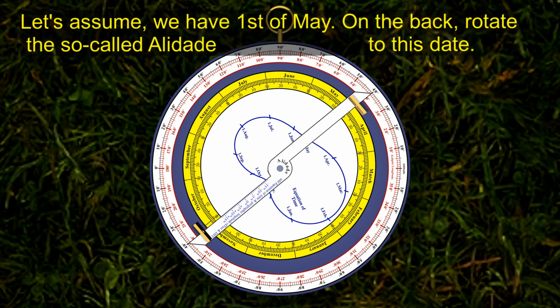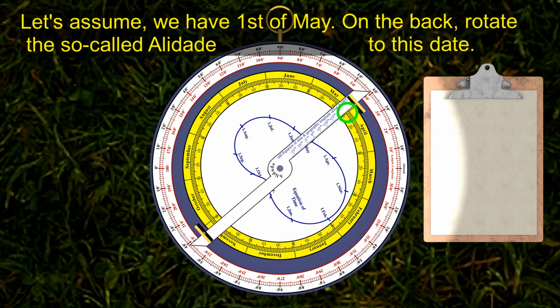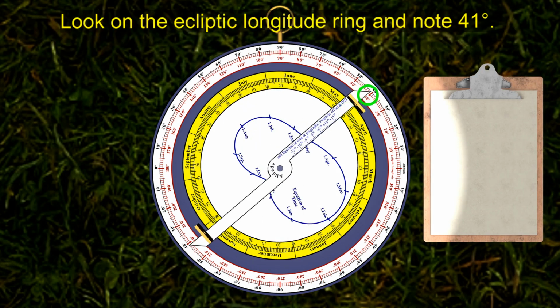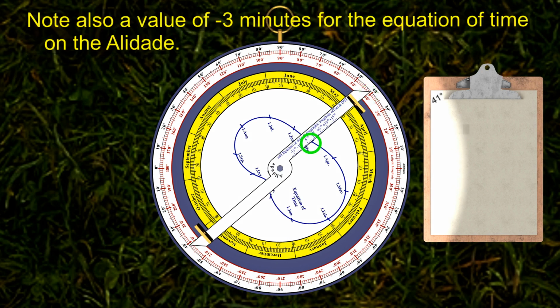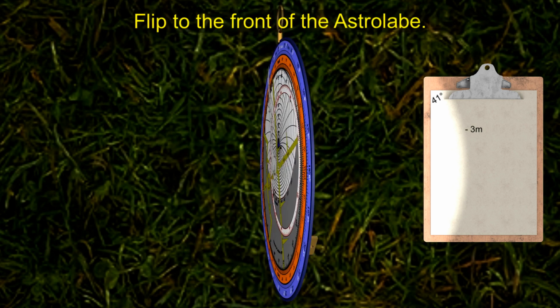Let's assume we have 1st of May. On the back, rotate the so-called alidade to this date. Look on the ecliptic longitude ring and note 41 degrees. Note also a value of -3 minutes for the equation of time on the alidade. Flip to the front of the astrolabe.